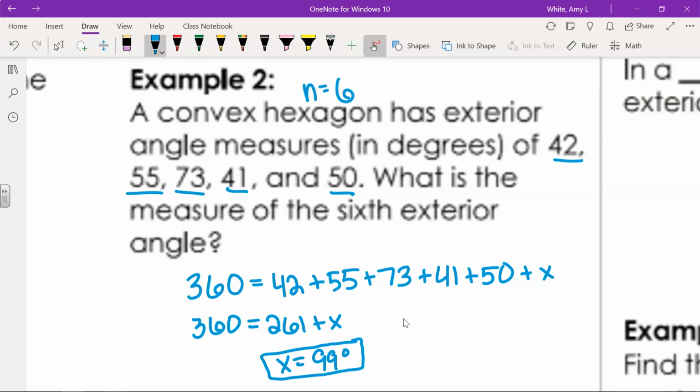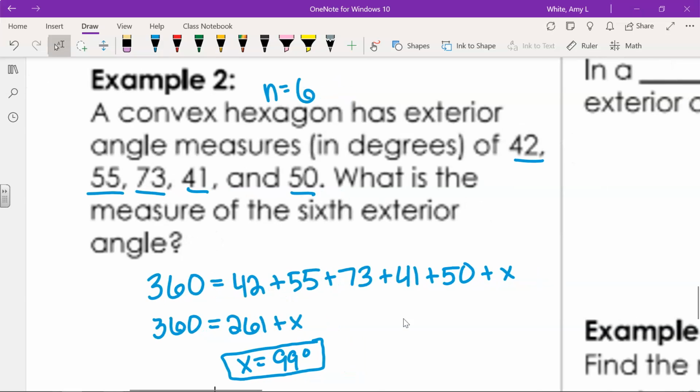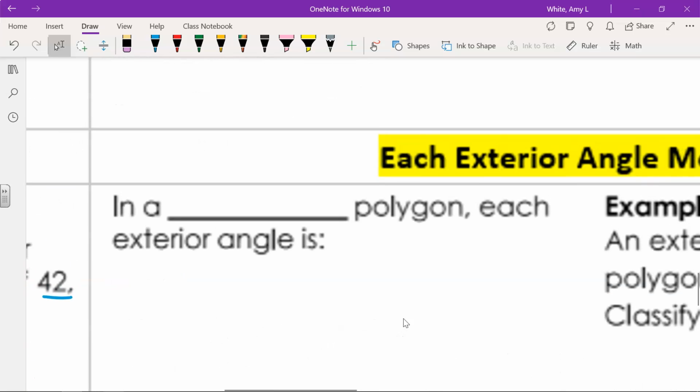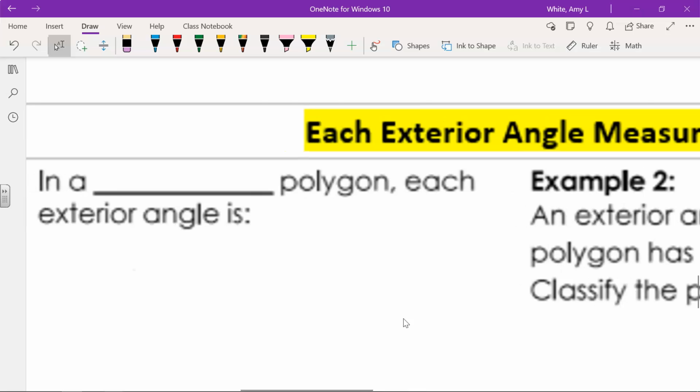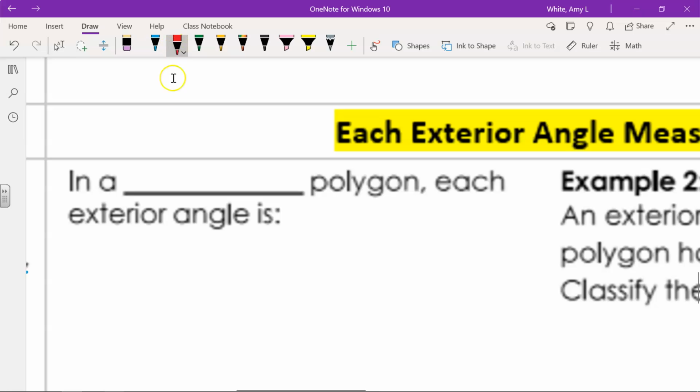So we now know that the exterior angles of any polygon add up to 360 degrees. We can also talk about each exterior angle measure, just like we did with interior angles. And in a regular polygon, so once again, remember that a regular polygon is where all of the angles are the same, then we can calculate each exterior angle by taking that 360 and dividing it by the number of sides we have, because that'll be the number of angles. So 360 divided by n will tell us each exterior angle.